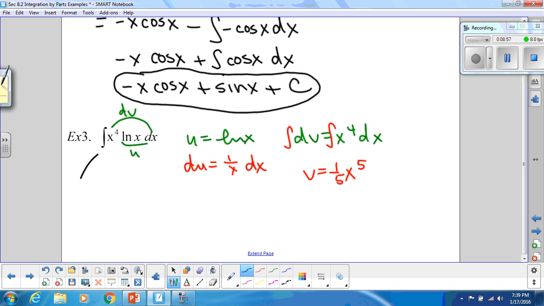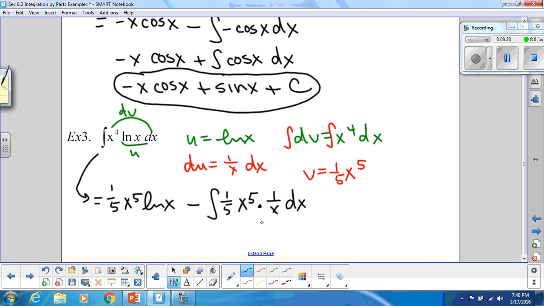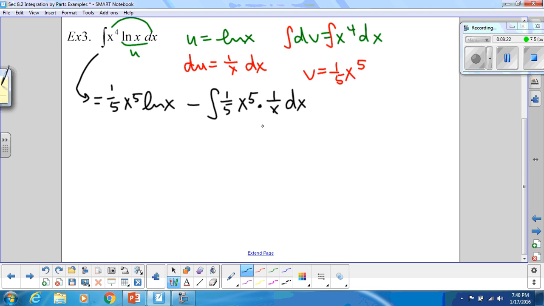So this is equal to u times v. So I'm going to bring that 1/5 x to the 5th in front of the ln, minus the integral of v du. So here I've got 1/5 x to the 5th times 1 over x dx. So let's simplify that a little bit. 1 over x times x to the 5th, that'll just be x to the 4th.